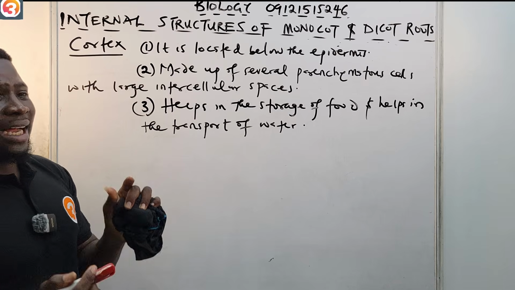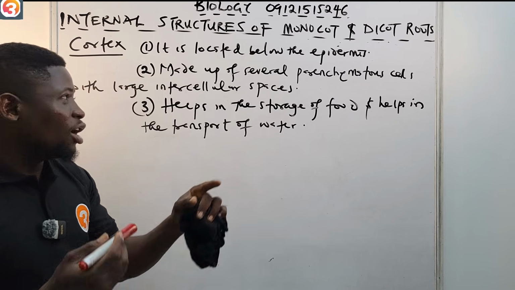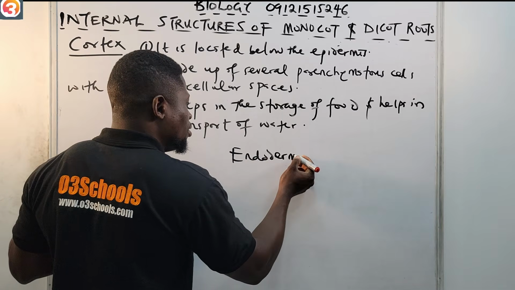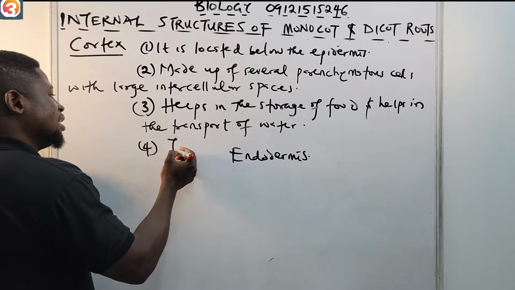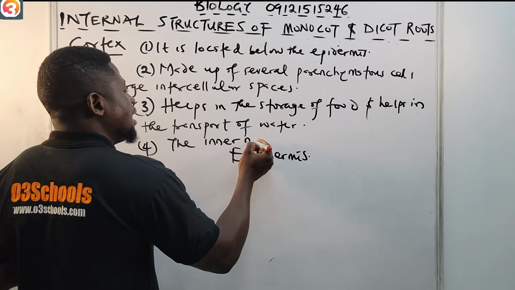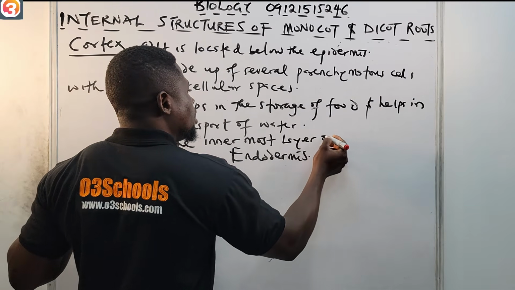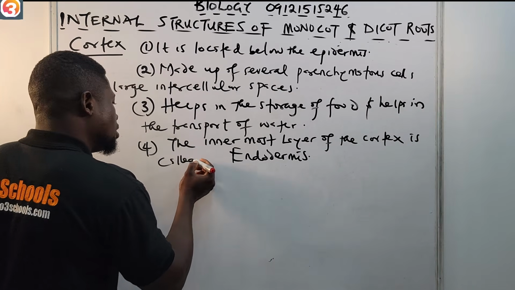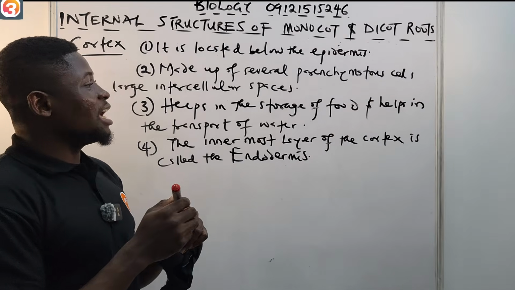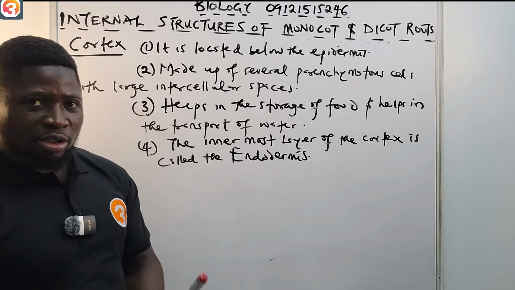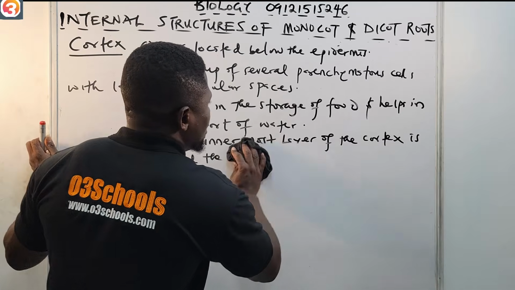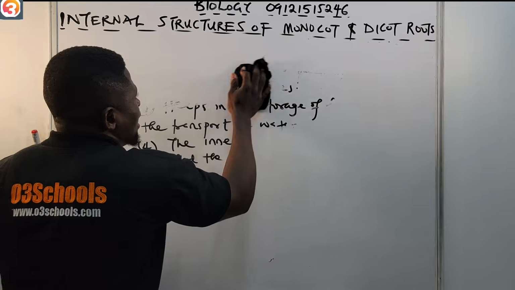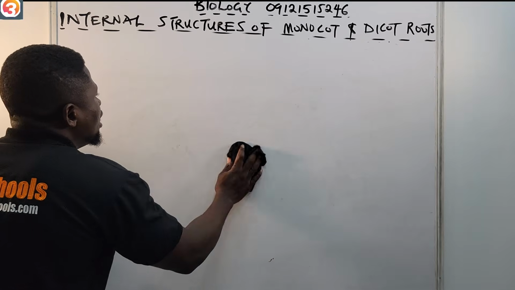And remember very well that the innermost layer of the cortex is what we call the endodermis. So you can add that the innermost layer of the cortex is called the endodermis. So now let us go to the endodermis itself. Let us talk about the endodermis. Like we have said, it is the innermost layer of the cortex.